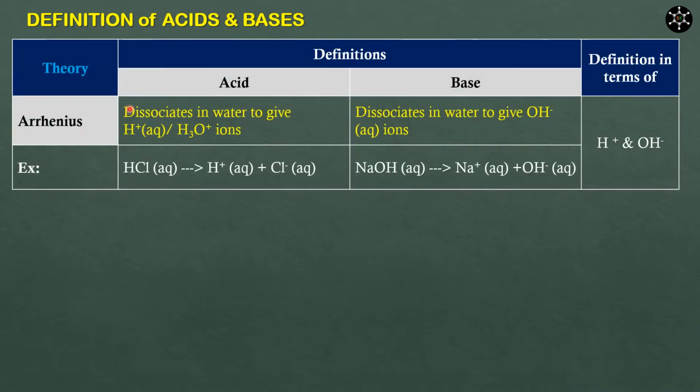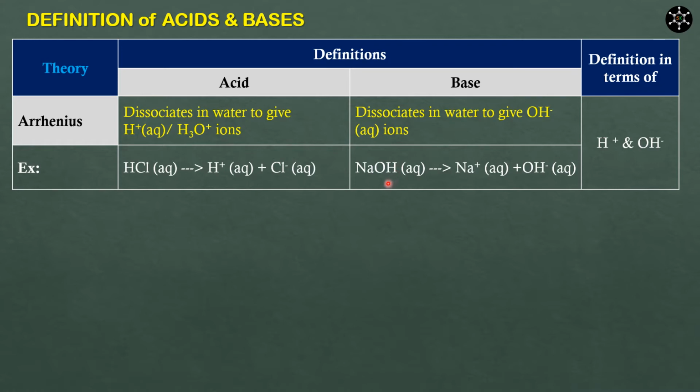According to this theory, acid is a substance which dissociates in water to give H+ ions or H3O+ ions. Example, when HCl is put into water, it splits to give H+ aqueous ions and Cl- aqueous ions. According to Arrhenius theory, base is a substance which dissociates in water to give OH- ions.